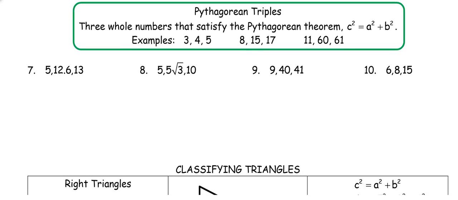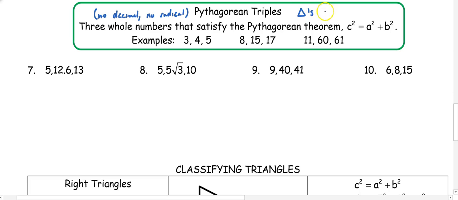Pythagorean triples. Pythagorean triples are 3 whole numbers, which means no decimals and no radicals, that satisfy the Pythagorean theorem c squared equals a squared plus b squared. Make sure that the numbers also make triangles. So in number 1, this is not a Pythagorean triple because it has a decimal, 12.6. 8 is not a Pythagorean triple because it has a radical.